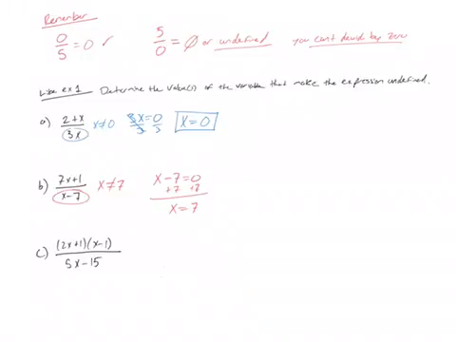And one more. Again, we're looking for when does this equal 0. So when does 5x minus 15 equal 0? Well, I'd add 15. I get 5x is equal to 15. Divide by 5 to get the x by itself. End up with x is equal to 15 over 5, which is 3. So that would make it undefined, so that means x cannot equal 3.